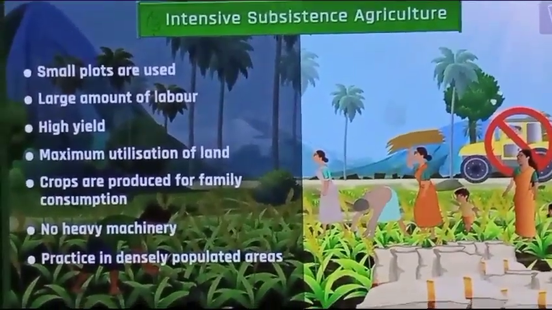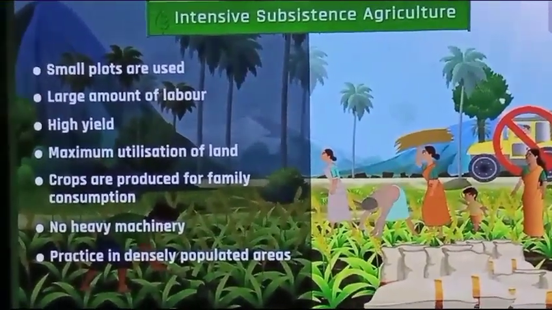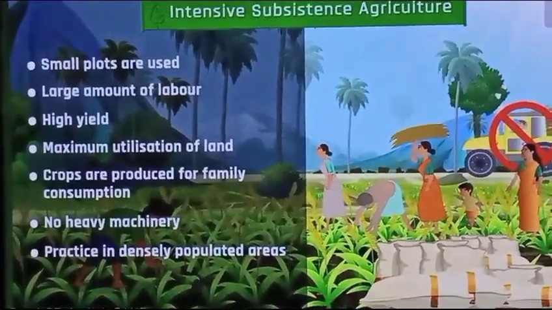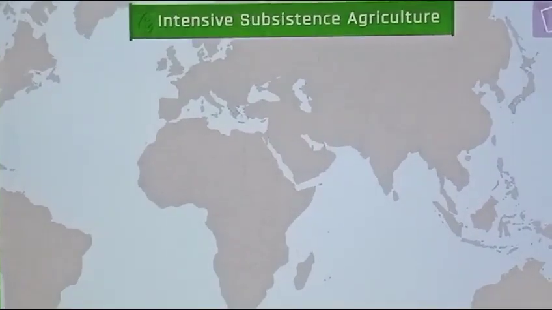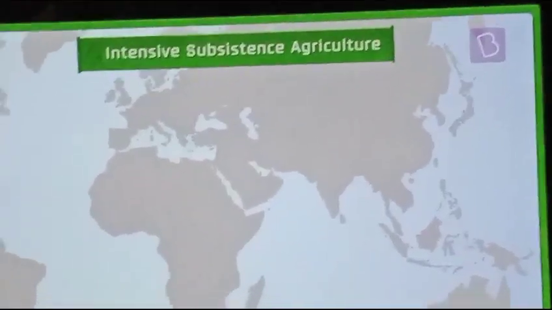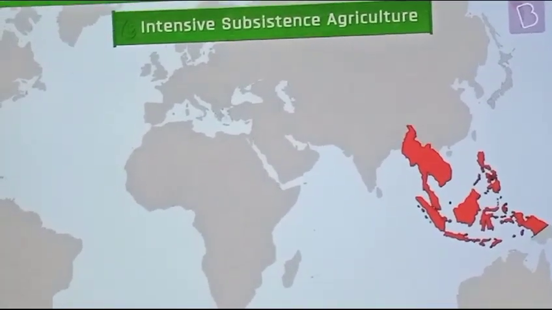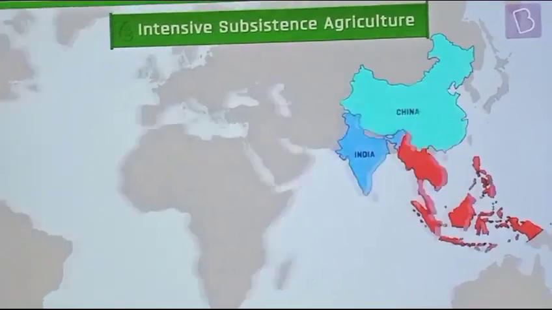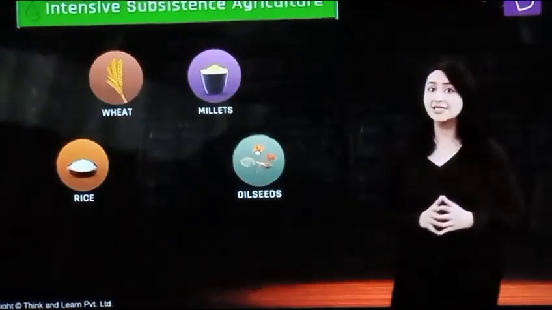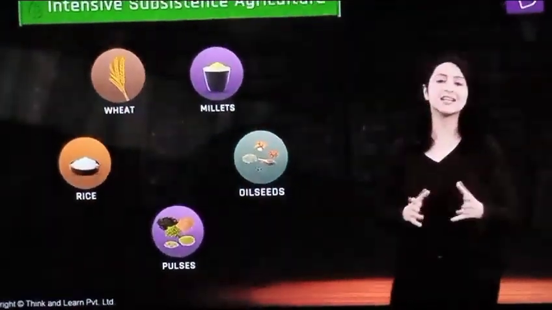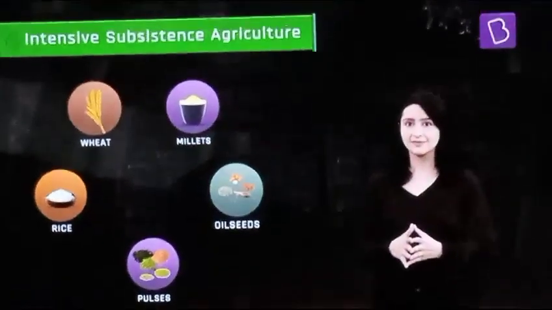People living in densely populated regions practice intensive subsistence agriculture. This type of agriculture is practiced mainly in South and Southeast Asia, including China and India. Rice, wheat, millets, oilseeds, and pulses are some of the crops cultivated.